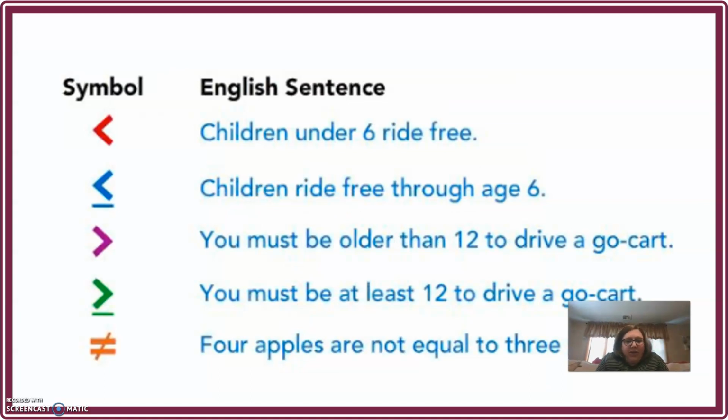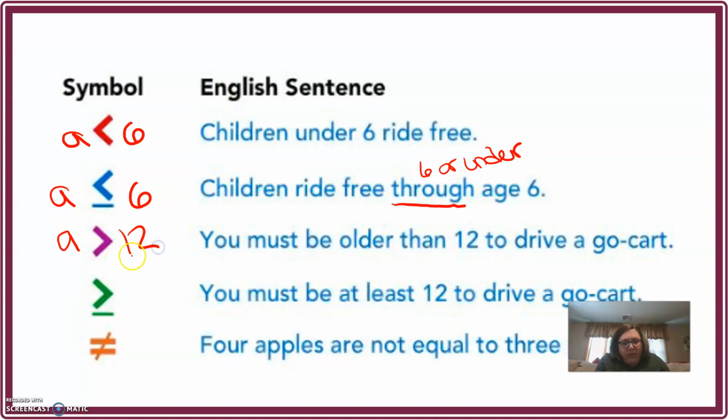So some examples we could look at, like children under 6 ride free. That means that their age, or A, has to be less than 6 to ride free, because they have to be under 6. Children ride free through age 6 means that they can be 6 or under. So that means that their age can be less than or equal to 6, because they can be 6. Must be older than 12 to ride a go-kart. Your age must be greater than 12. You must be at least 12 to drive a go-kart. So that means you have to be 12 or older.